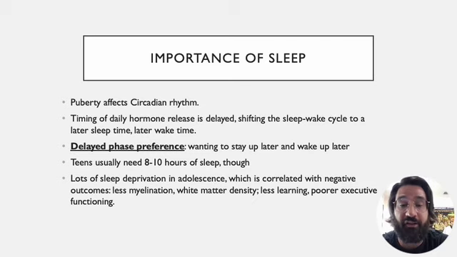And so we observe lots of sleep deprivation in adolescence, which is correlated with certain negative outcomes like less myelination, so less of that white matter that coats our neurons. Not getting enough sleep is related to relatively less myelination, less white matter density in the brain. Consequently, well, imagine, what would be the consequence of less white matter density? That would be struggling more with learning, poorer executive functioning. So again, this is really why it's important for teenagers to stay regulated through sleep.